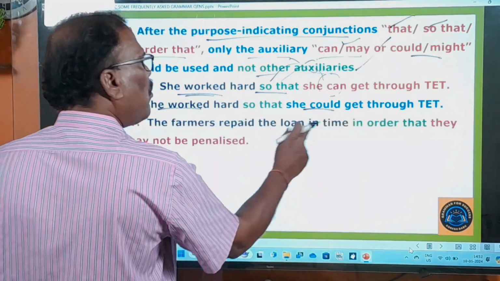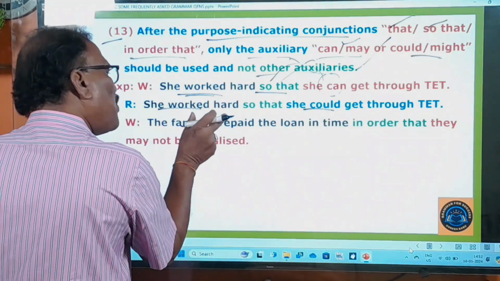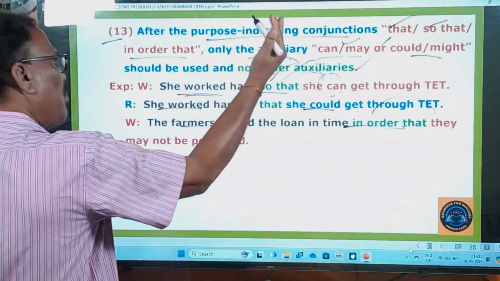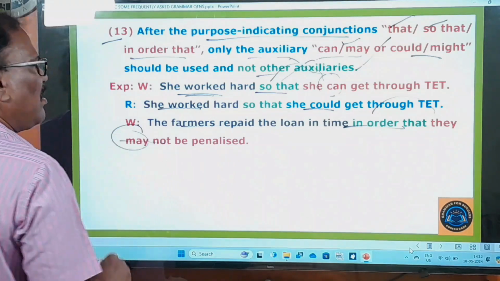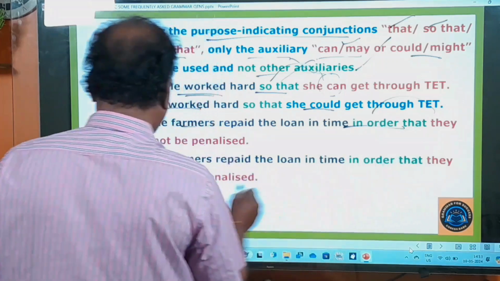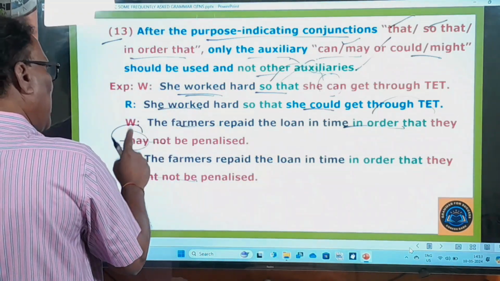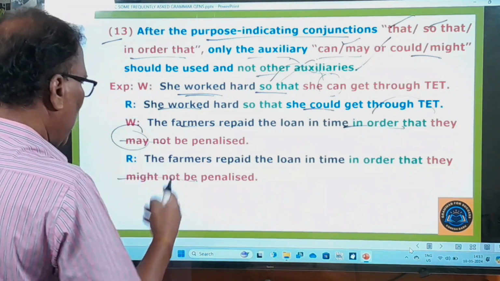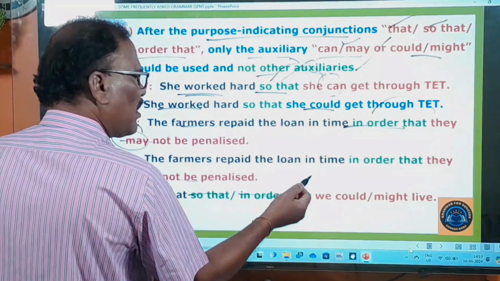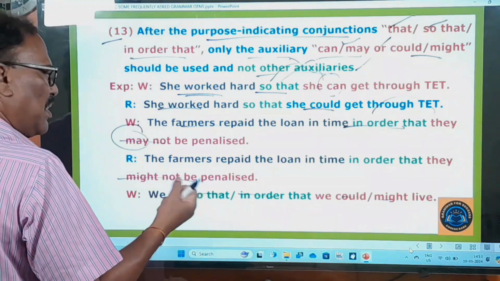The farmers repaid the loan in time in order that they may not be penalized. So here again the sentence is in the simple past tense, and therefore after in order that we should use only could or might, but here only may is given, may not be penalized. So therefore the farmers repaid the loan in time in order that they might not be penalized, because the sentence is in the past tense. And one more example is given. We eat so that or in order that we could or might live. So two things I have used in the example.